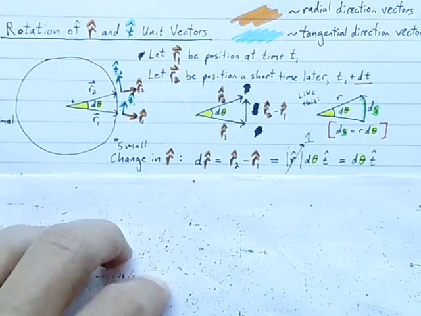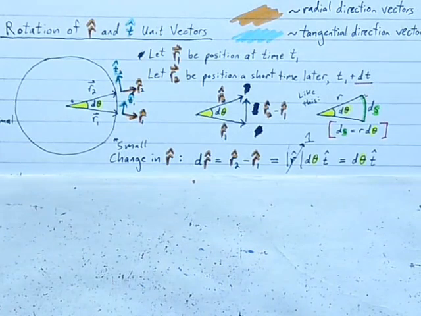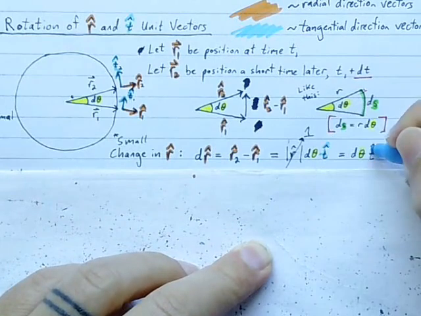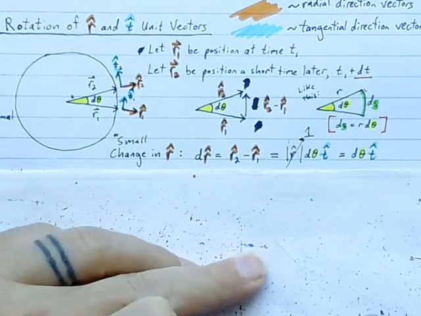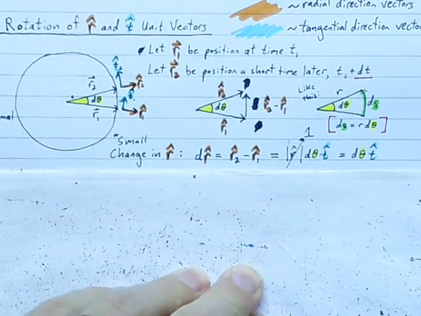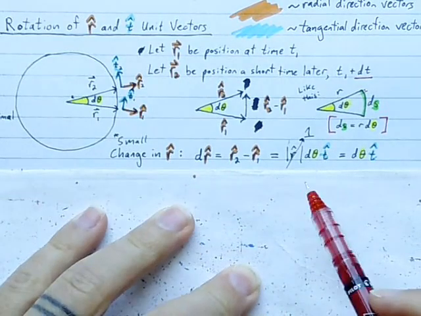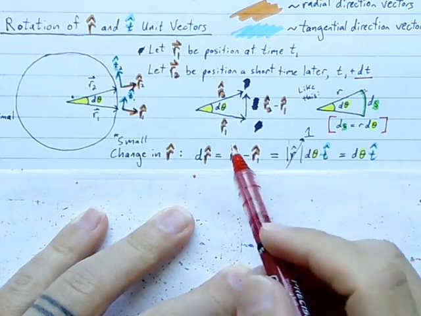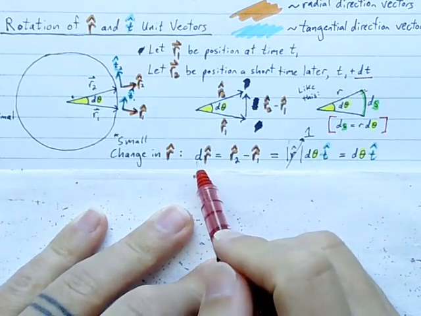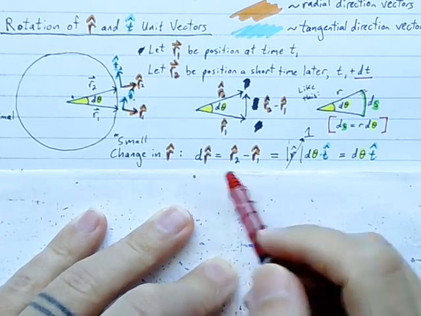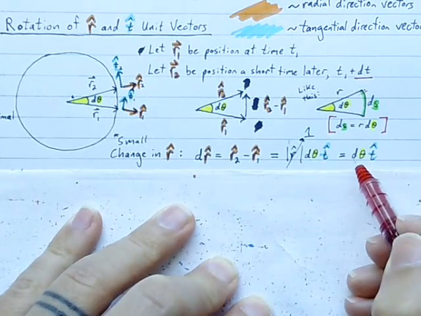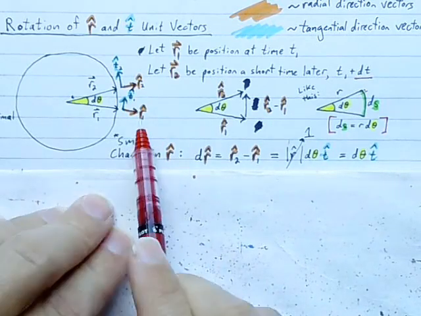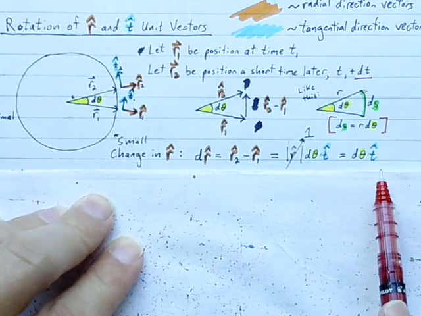Oh, I didn't color that in. Let's fix that. T hat is indicated in blue here, that little vector pointing straight up. Okay, so the argument based on these similar-ish triangles comes down to this. The infinitesimal change in the r hat vector is equal to d theta in magnitude, and it points in the t hat direction. So the change in the r hat vector points in the t hat direction.